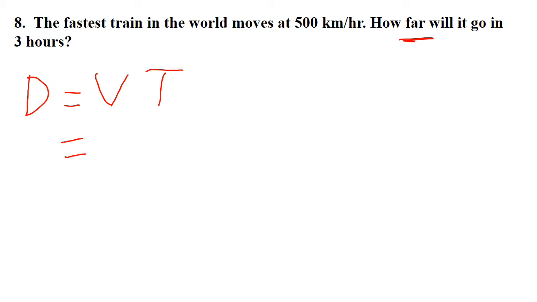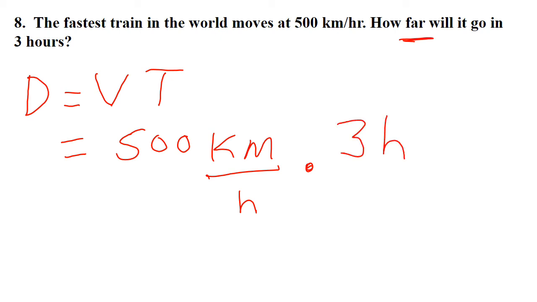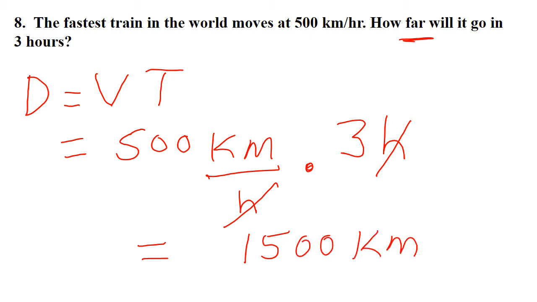So according to this, we have 500 kilometers per hour times a time of 3 hours. The hour units will cross cancel. 500 times 3 would give me 1,500 kilometers. And of course the box.